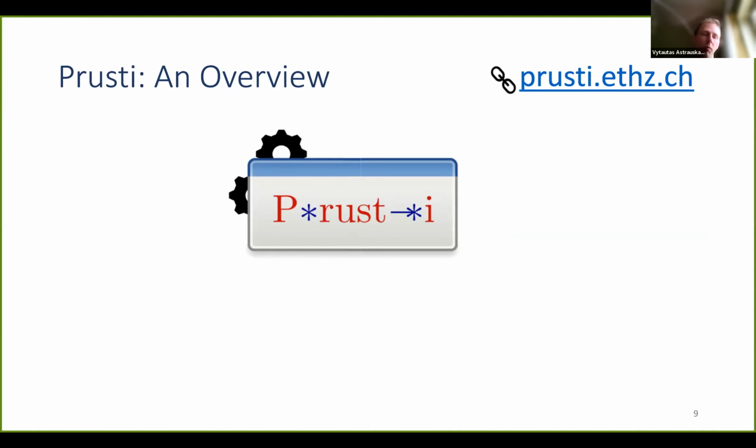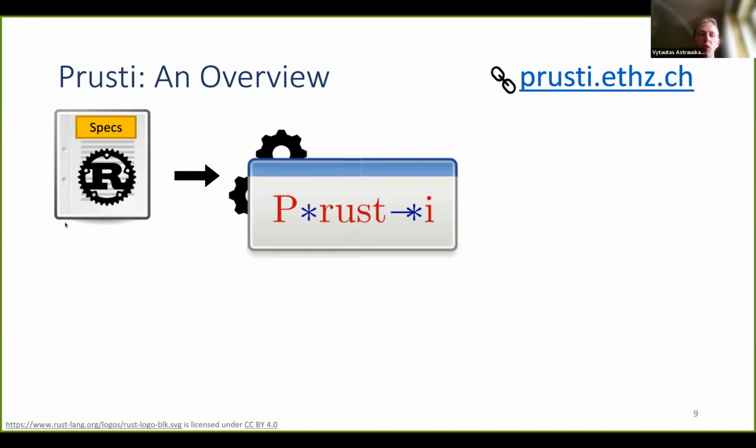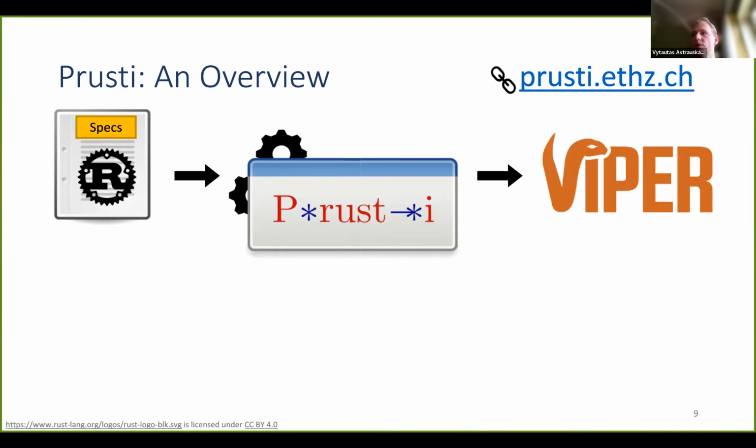From a bird's eye view, Prusti works as follows. We have a Rust program with specifications. We feed it into Prusti. It generates a Viper program. Viper tells whether the program verifies or not, and Prusti back-translates the result to the user, and then basically the user can continue.